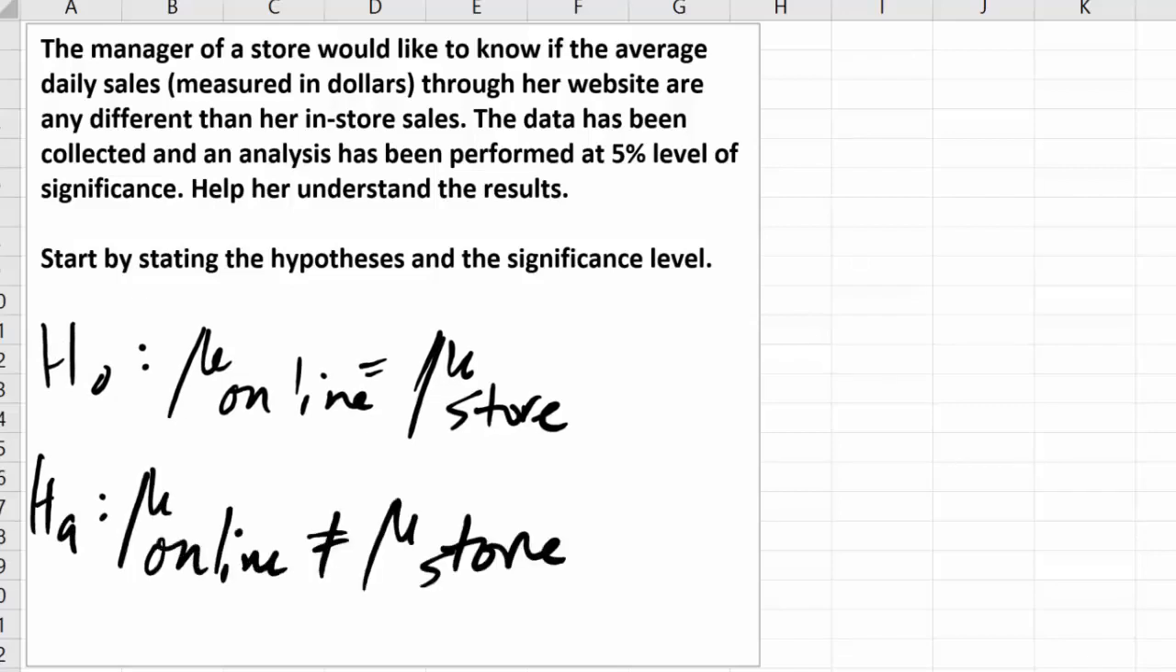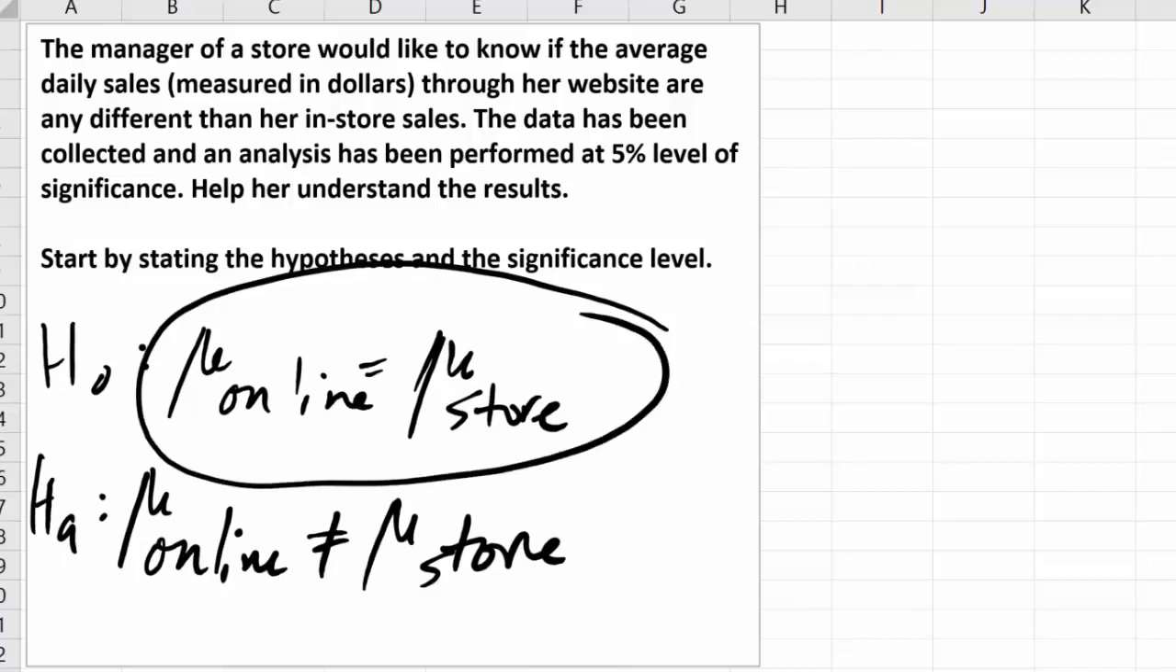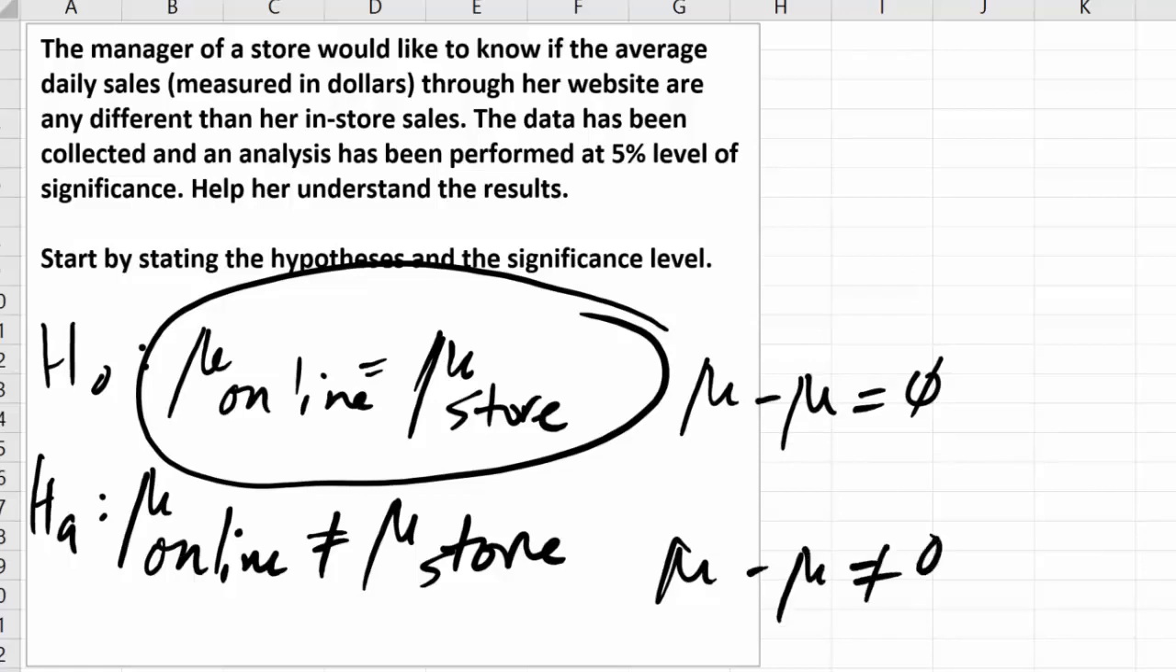And again, what I said was that if you write it like this, it might be easier for you to see what we're doing. So now we're going to say that the difference between the two, so if I take the two mu's, I am saying that these are equal to 0, or it is not equal to 0. So this is the online and this is the store. My handwriting isn't so good. Now let's go look at our data and do the analysis.